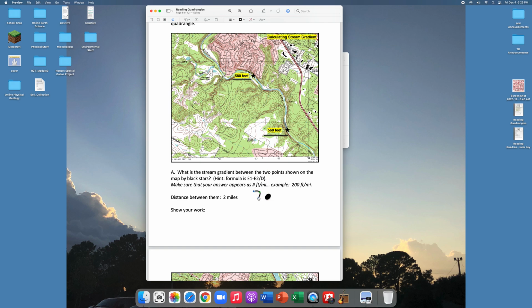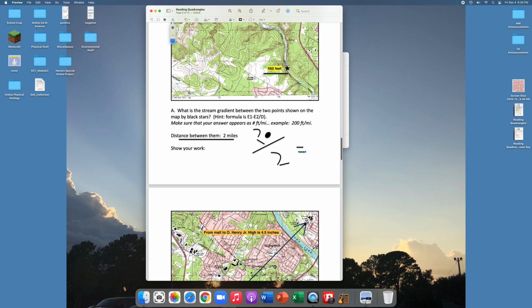Okay, 20. And then it says the distance between them is 2 miles. So you want the bottom number to be miles anyway, so divided by 2. And that equals 20 divided by 2 is 10. So it's 10 feet per mile.